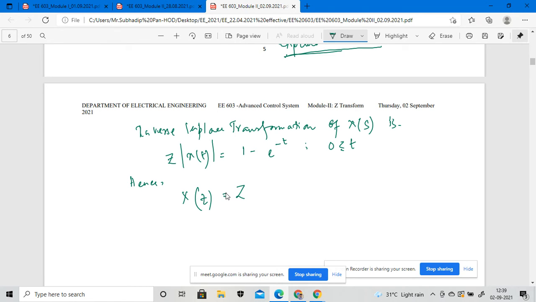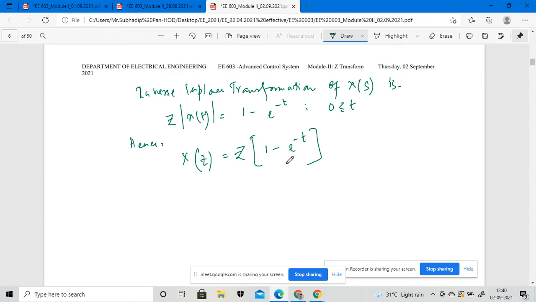Okay, so now we are applying the z transformation of 1 minus e to the power minus t. If I am applying the z transformation of this, it will come like this: 1 divided by 1 minus z inverse, minus 1 divided by 1 minus e to the power minus t into z inverse, not minus t, just small t. Okay, so it will come like this.